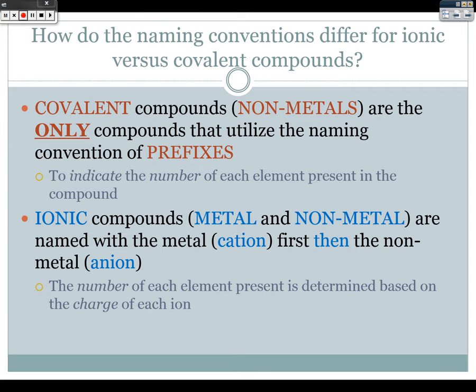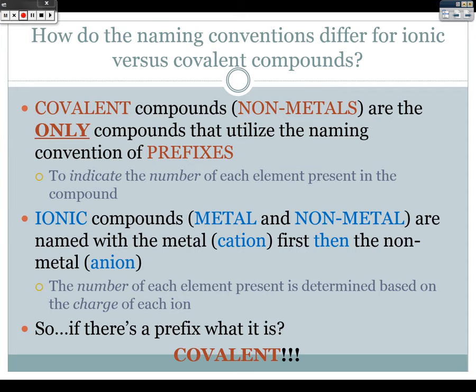Both of these, the second one, it's always the nonmetal in covalent, because covalent is always nonmetals. The second element always ends in "ide", but if it has a prefix, then that's going to be covalent, and if it doesn't, then it's going to be ionic. So, again, if there's a prefix, what kind of compound is this? You should all be screaming covalent.